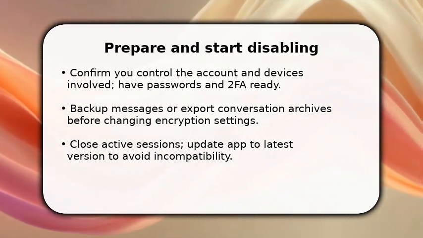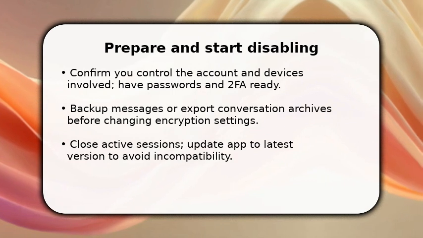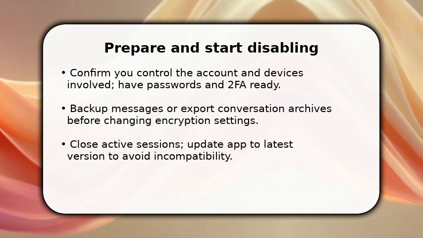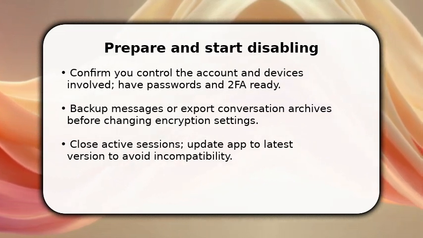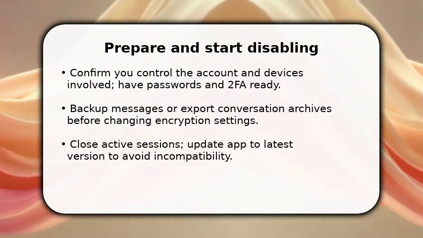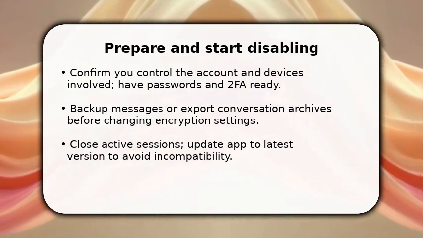Once done, close other active sessions to prevent conflicts and make sure the app is updated to the latest release. Then open the app's security or privacy settings. This is where the encryption toggle or key management options live. Proceed to the next step.